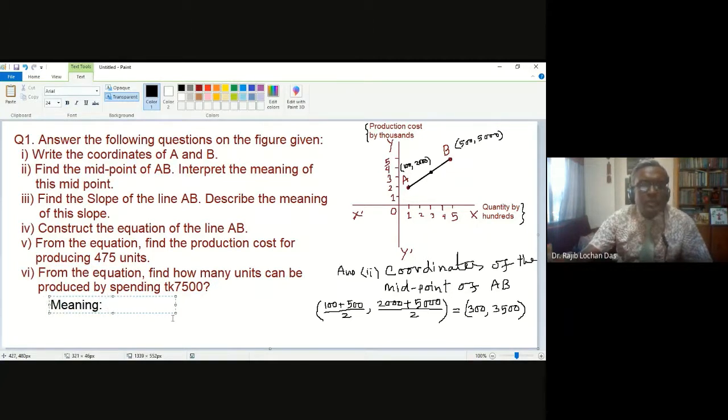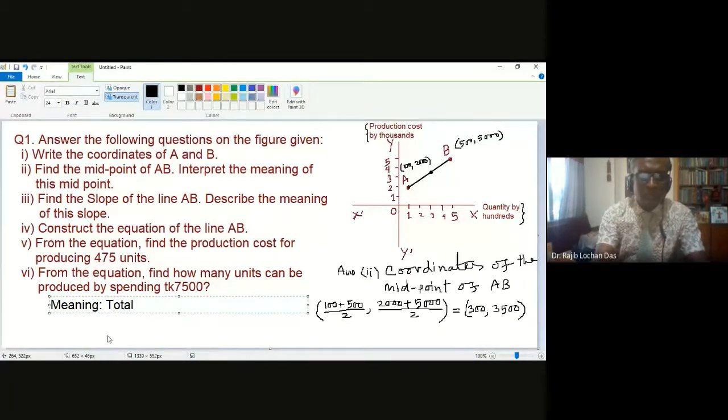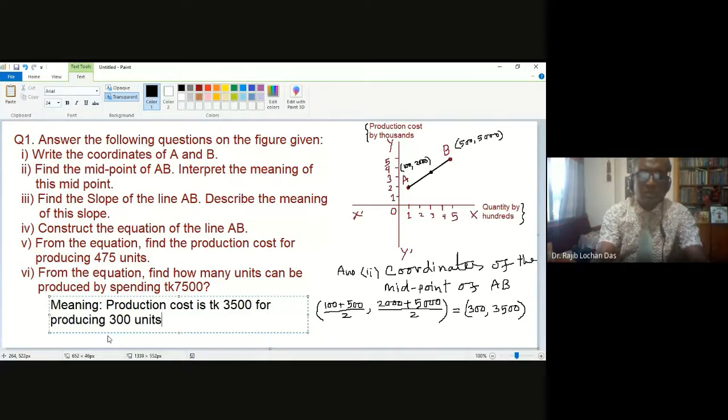Okay, so let me help. So what do you understand by this? You understand that total, or total is not necessary, just production cost. Production cost is taka 3,500 for producing 300 units. So that is the understanding, that is the meaning of this point.